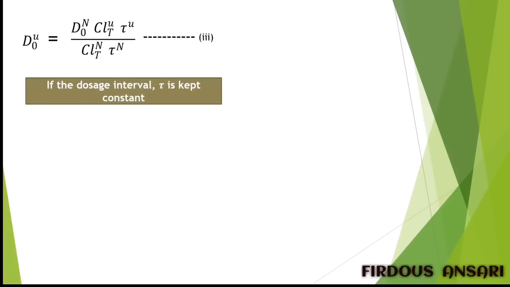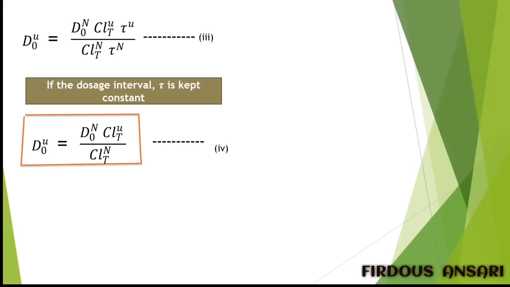Next, if the dosage interval tau is kept constant, then we'll have an equation somewhat like this. It means we are not altering the dosage interval. The dosage interval will be the same, we are just altering the dose of the drug. So we'll have an equation somewhat like this. And this equation is particularly used for calculation of dose adjustment in a uremic patient when the drug clearance is taken into consideration. But this is for oral dosage.